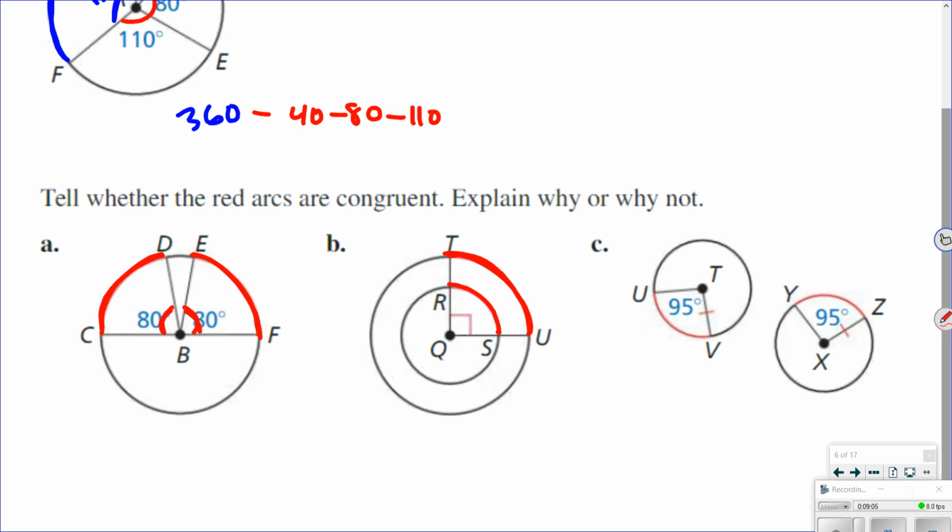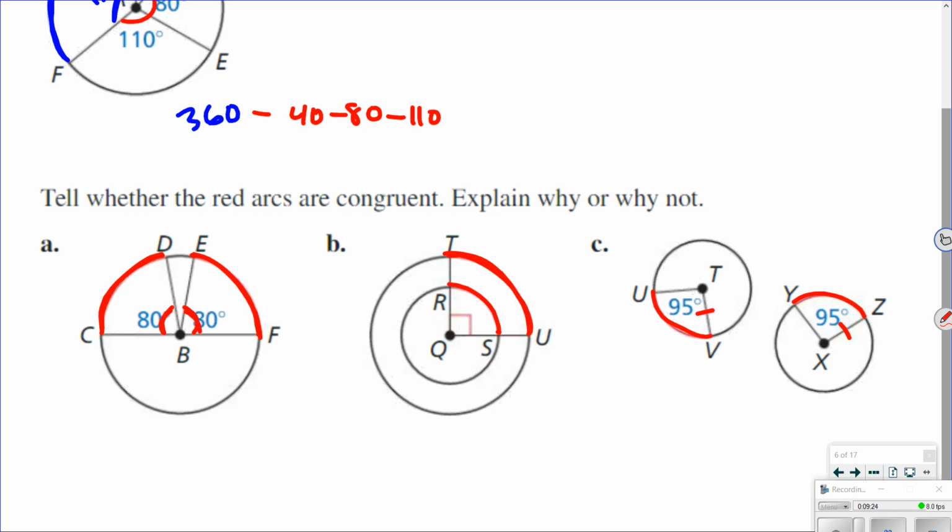It has to be the same circle, two arcs in the same circle, or the circles have to be the same size. Here's an example, right? It shows us that that radius is equal to that radius. So the circles are the same and the angles are the same. That's 95 degrees, that's 95 degrees. That means those arcs are congruent.